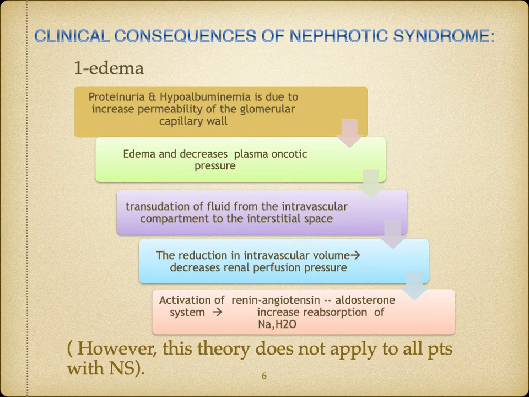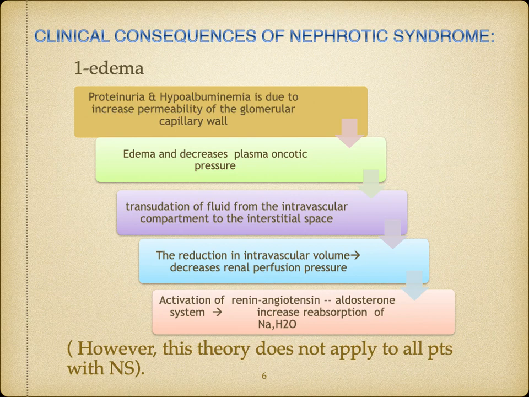Clinical consequences of nephrotic syndrome. Firstly, edema. Edema is the most common presenting symptom of children with nephrotic syndrome. Despite it being almost universally present, there is uncertainty about the exact mechanism of edema. The most commonly explained theory is that patients with nephrotic syndrome have heavy proteinuria, due to increased permeability of the glomerular capillary wall. This results in a fall in plasma protein and a corresponding decrease in intravascular oncotic pressure. This leads to leakage of plasma water into the interstitium, which generates edema.